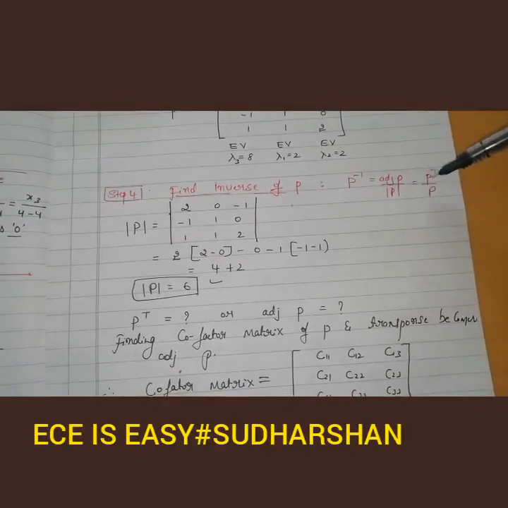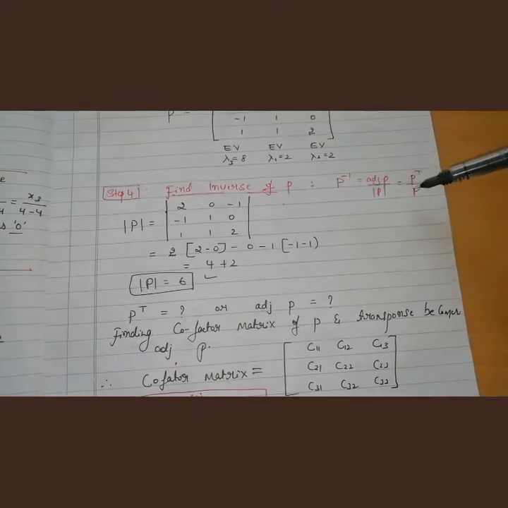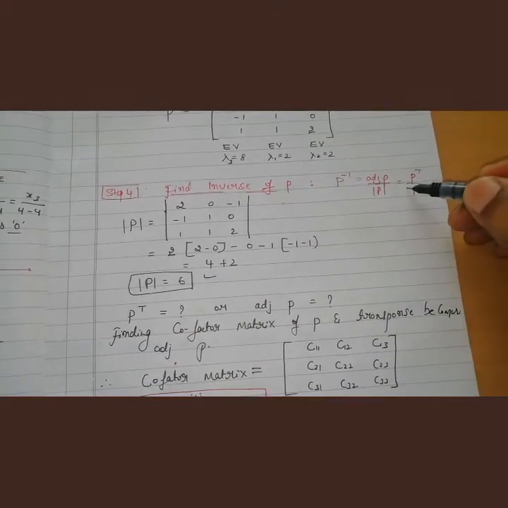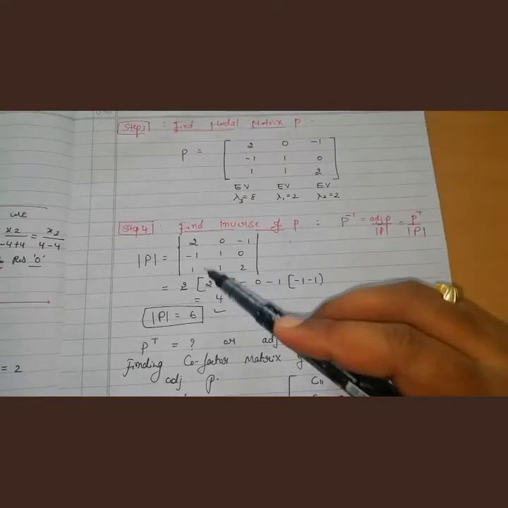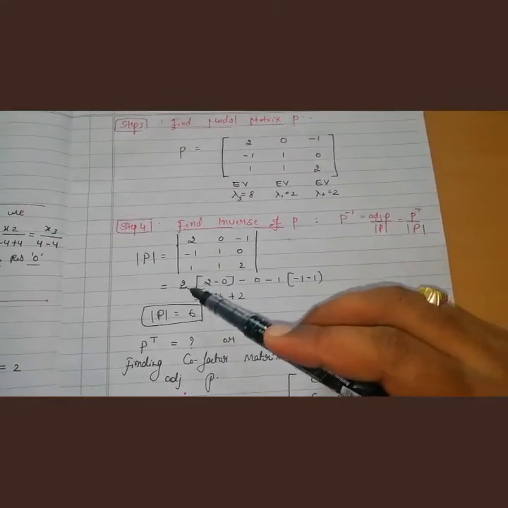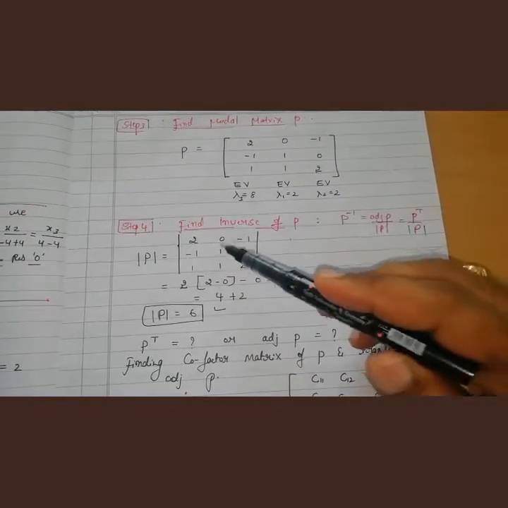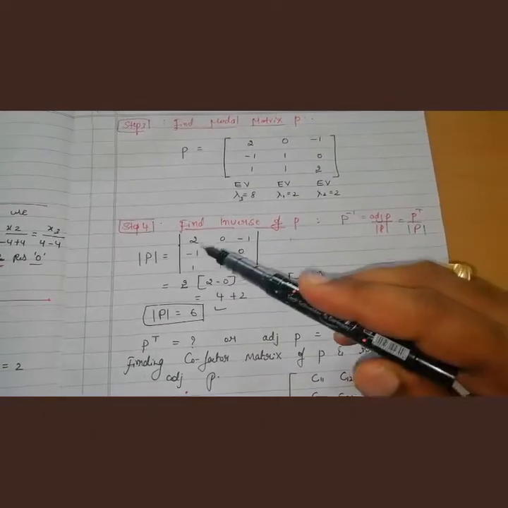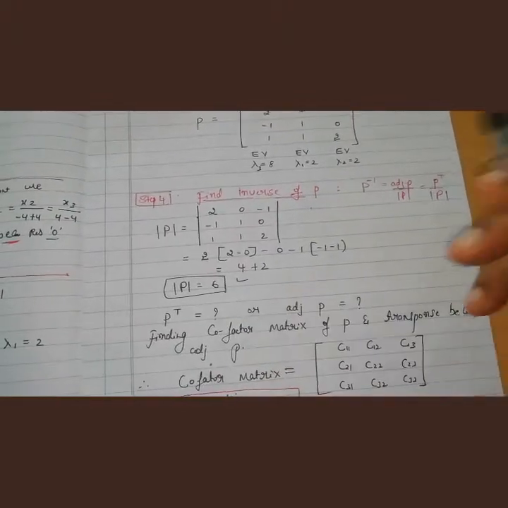P inverse is equal to adjoint of P divided by determinant of P. Here the denominator is very easy, so I will calculate the denominator first. It is the determinant of P. Take this P and find the determinant. I think you know how to find the determinant. Take 2 and 1 into 2, 1 into 0, 0 and minus 1, so it's minus 1 into 2, 1 into 0. At the end you will get determinant of P is equal to 6.